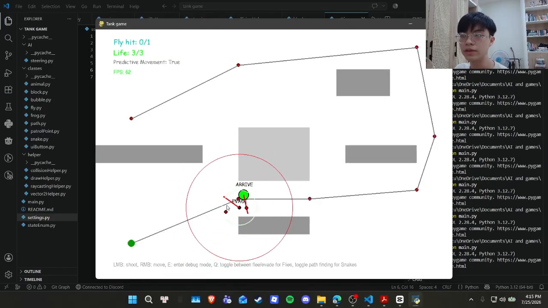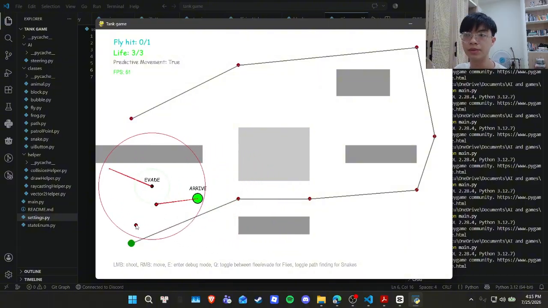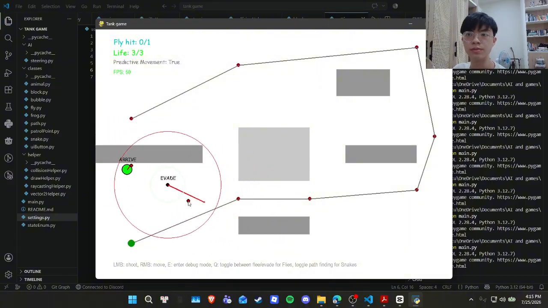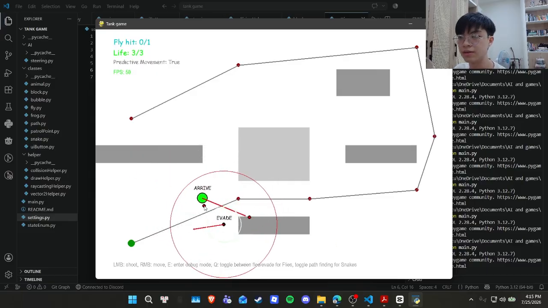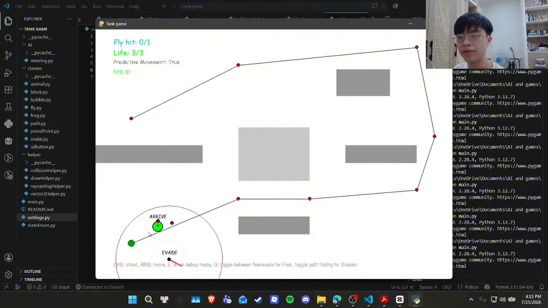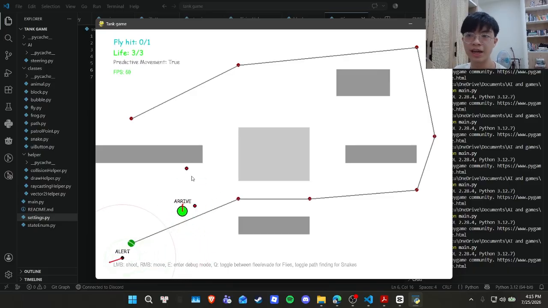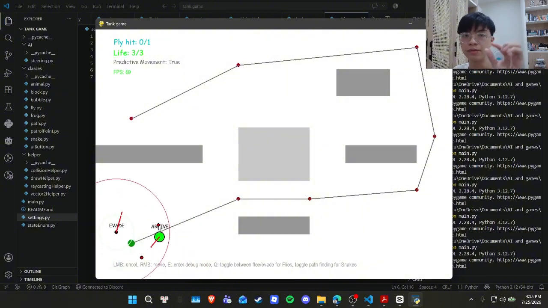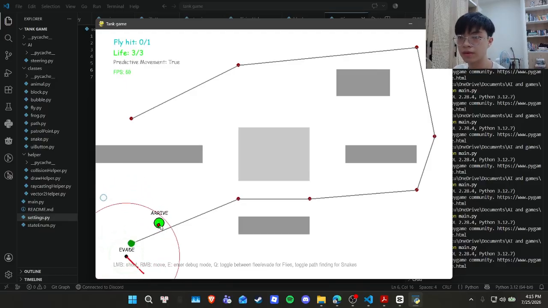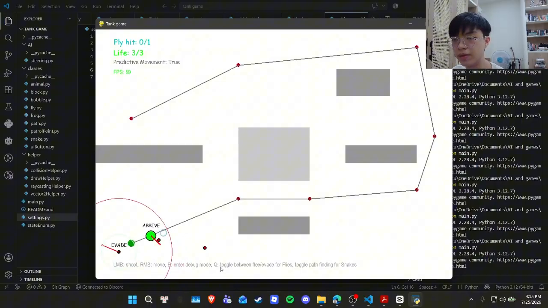So in theory, the evade is the opposite of the pursuit. It is the pursuit but with inverted velocity. So this will be the future position, and then the fly will try to get away from the future position instead of the frog. And if there are multiple threats, it will try to calculate the average of the future position of the frog and the future positions of the bubbles. As you can see, the point is moving away.